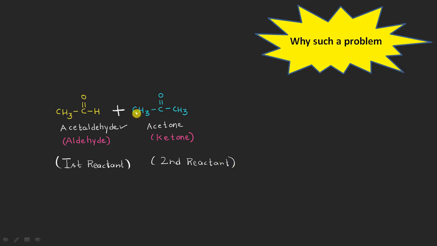You will see here that both the acetaldehyde as well as acetone contain alpha carbon atoms and thus alpha hydrogen atoms, right? You can see this molecule of acetaldehyde contains alpha carbons as well as alpha hydrogen atoms. In the same way, the molecule of acetone also has an alpha carbon atom and a lot of alpha hydrogen atoms, right? So this is the main problem here, giving a mixture of 4 different products: both the reactant molecules, the first one as well as the second one, have their own alpha hydrogen atoms.